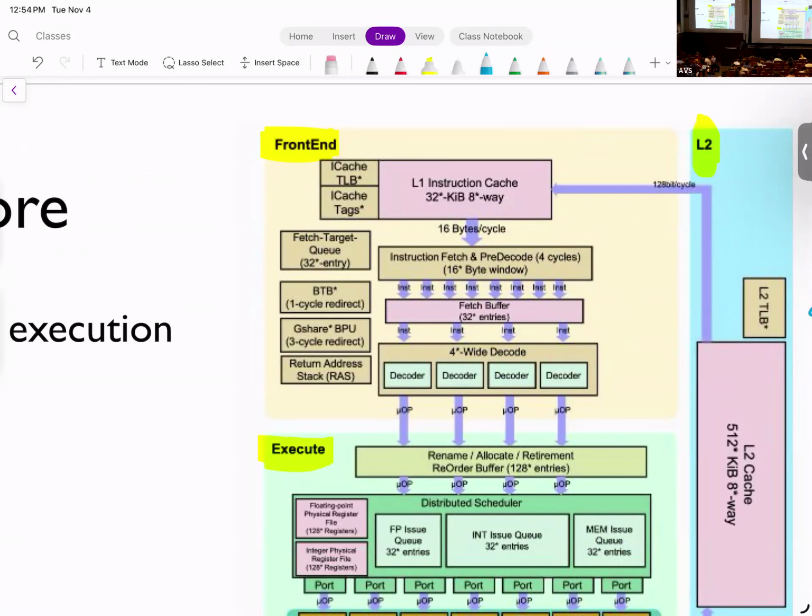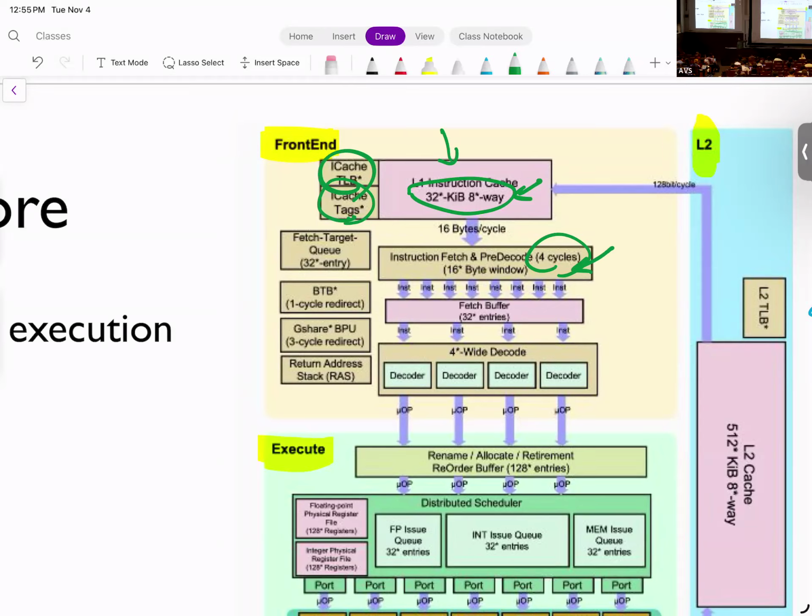This is your instruction memory or instruction cache. Again, for now you don't understand what these are and why you have tags and TLB. But this is your initial part where you fetch the instructions. This particular one fetches 16 bytes at the same time. Each instruction is 4 bytes, so you can fetch 4 instructions at the same time. Then you put them into the fetch buffer.